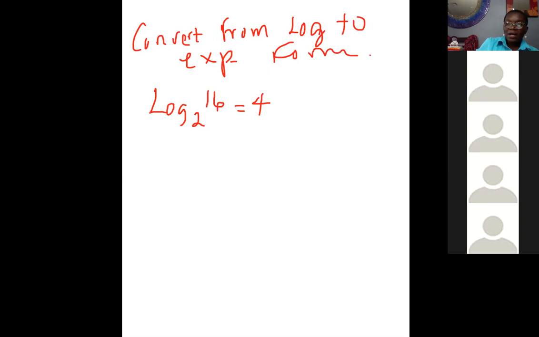Now, here's a nice little acronym to help you remember where you place everything, okay? This is your base. This represents your answer, and this represents your power. In other words, BAP, as in base, answer, power. BAP the log. So when you rewrite this, your base is 2, your power is 4, and then the answer is 16. There you are. So we just converted this log equation to an exponential equation.